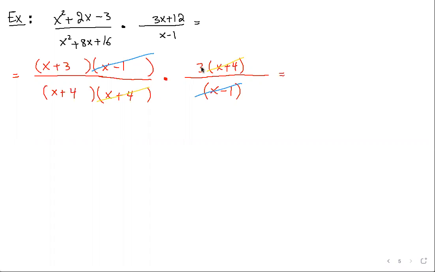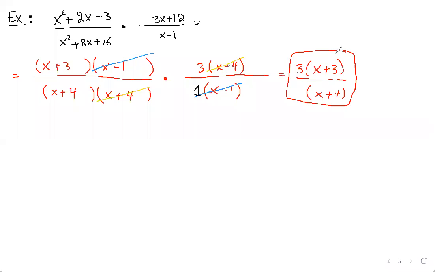Now we do the multiplying. 3 times this parentheses, and here is 1 times this parentheses. So 3 times this one, x plus 3, over 1 times this one, which is x plus 4. And this is the final answer. Any questions for multiplying?